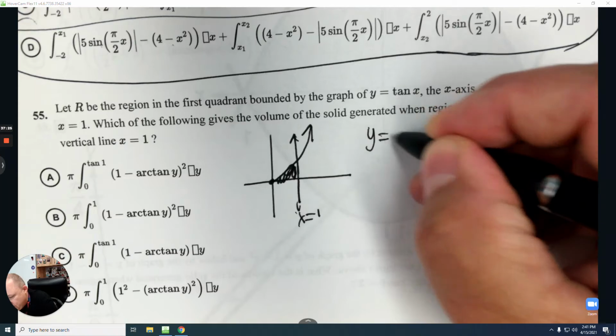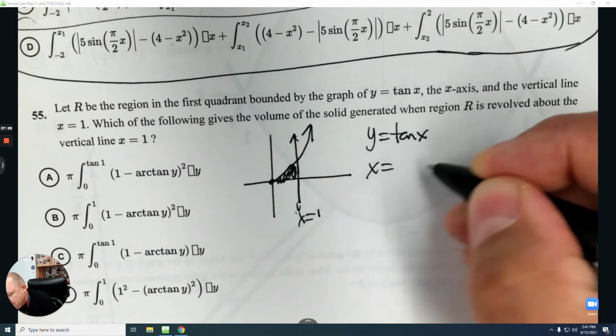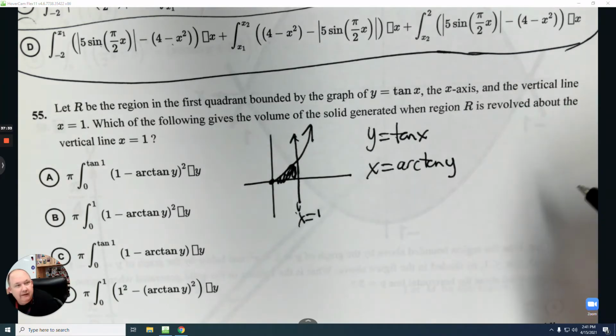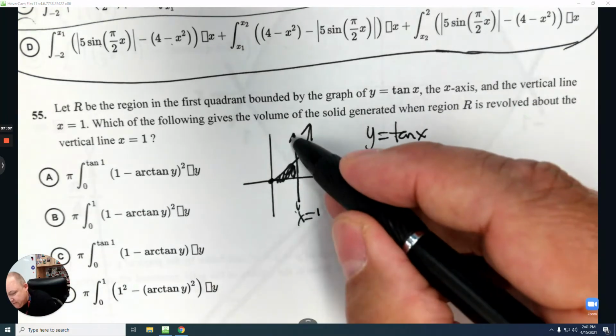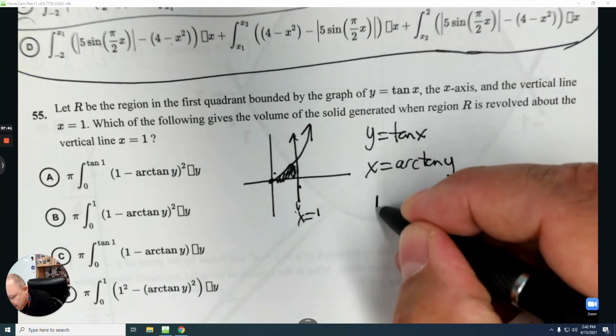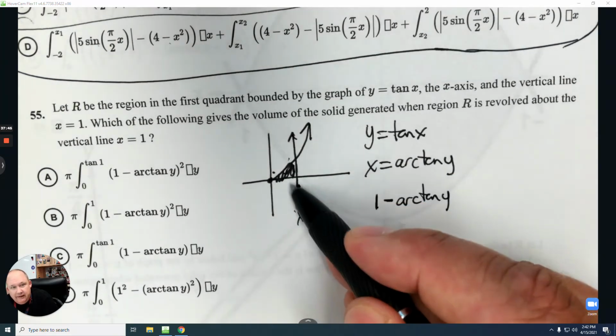So I need, instead of y equals tangent x, I need to solve for x. So to get x by itself, it's the inverse. So that's what x equals. And it's right, subtract left. So on the right is 1, and then you subtract arctangent. So that's the right, subtract left.